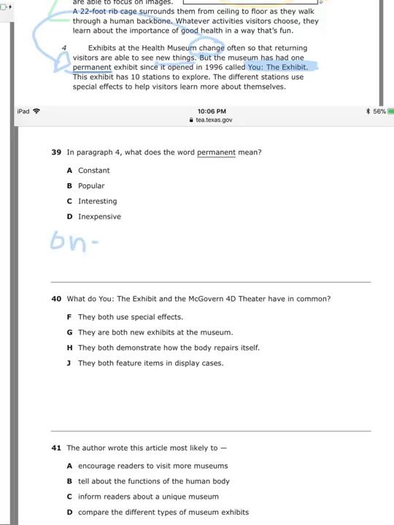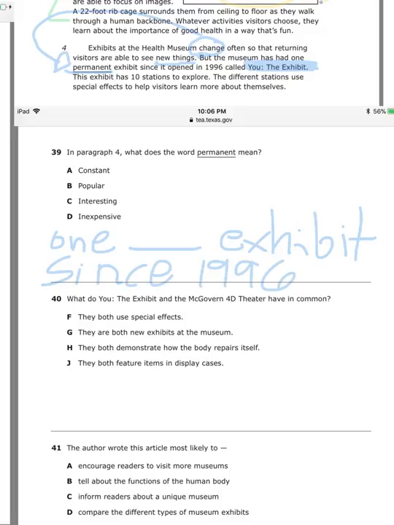One permanent exhibit or show, since it opened in 1996. I'm going to plug it in. One constant exhibit since 1996. Constant means that it's ongoing. This one sounds good. One popular exhibit since 1996. Well, we don't know if it's popular or not. But it's been going on since 1996.